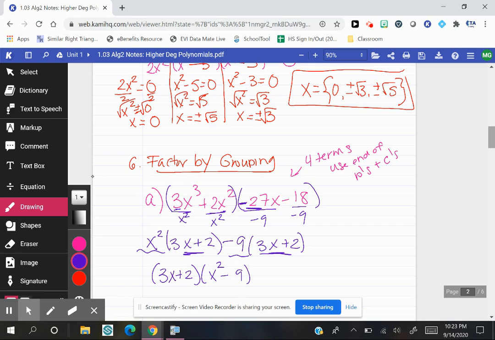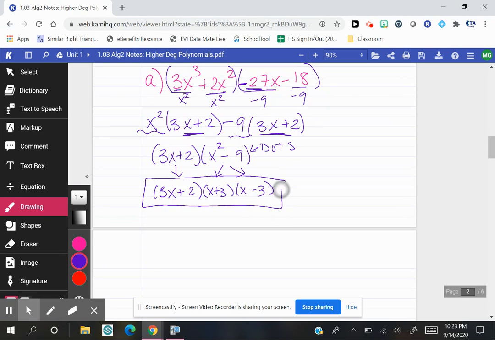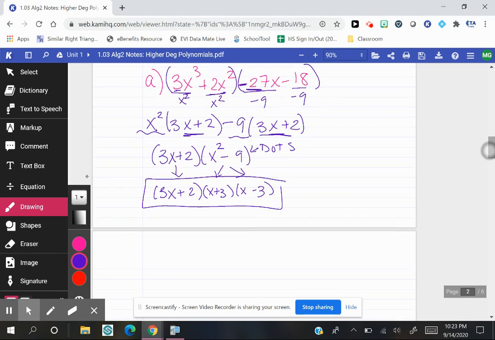Can we factor any of these further? Yes, we can. So right here we have x squared minus 9. So 3x plus 2, nothing to take that further. It's a linear 3x. So we keep that, and then x squared minus 9, we can split into x plus 3 and x minus 3. And none of those we can take any further. So that's as far as we can go.